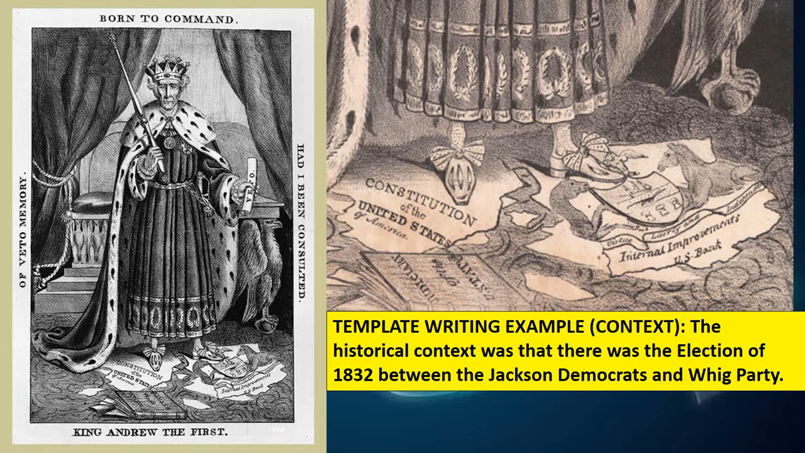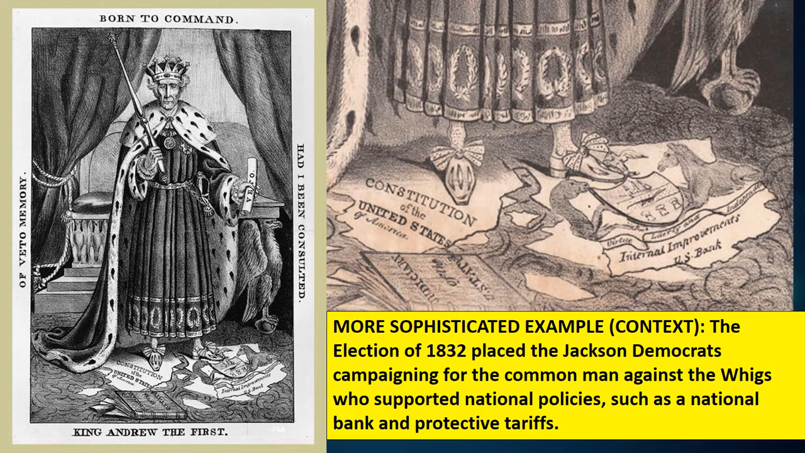The historical context was that there was an election of 1832 between Jackson Democrats and the Whig Party. Better example of context: the election of 1832 placed the Jackson Democrats campaigning for the common man against the Whigs, who supported national policies such as a national bank and protective tariffs as well.